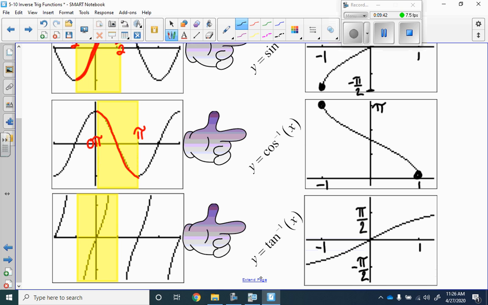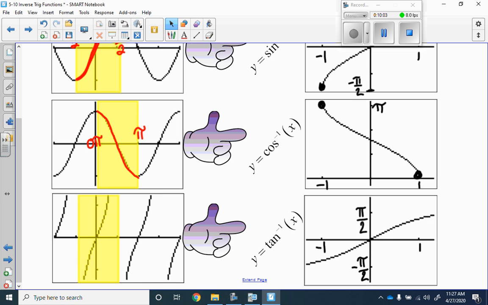And then tangent, if I go on that 0 to pi, like we are talking about here, now it does have the entire range. Our only issue is that it's a discontinuous function now because it's got that vertical asymptote in there.